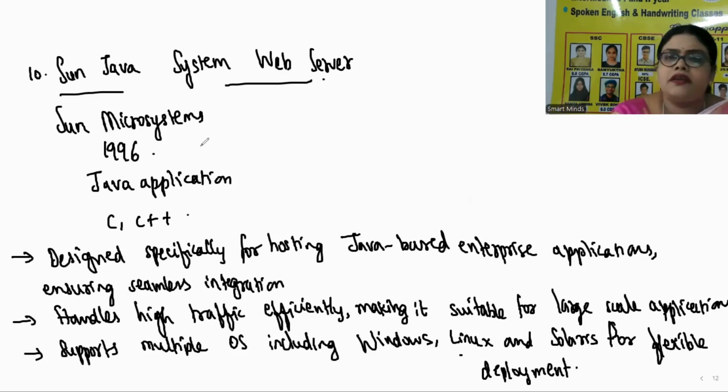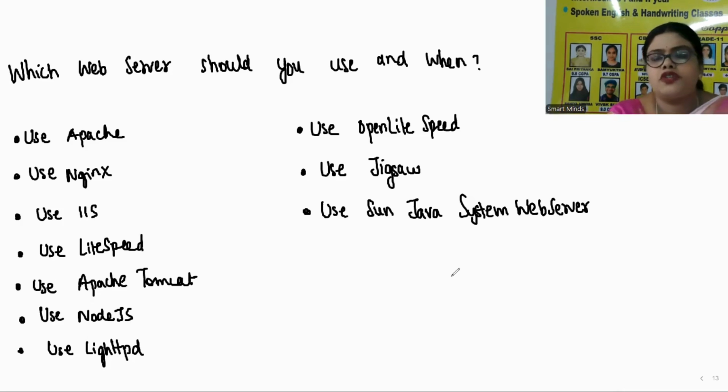So after understanding about all these 10 web servers which are commonly used, now let us see which web server should we use and when. So I have listed you all the 10 web servers. So let me tell you when do we use which server. So number one is we use Apache. If you want a reliable and customizable web server that works on almost any system, and it's great for general websites and it supports many features.